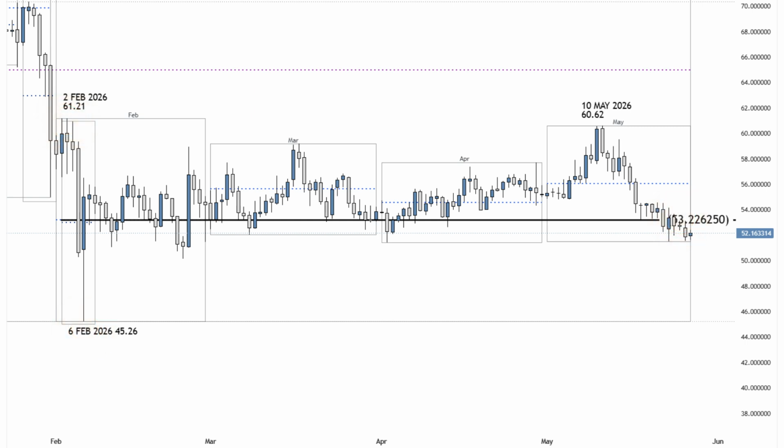Above the midpoint, buyers generally begin reclaiming structural control. Below the midpoint, sellers usually maintain the advantage. So immediately, we can identify the major battleground area on the Litecoin chart.